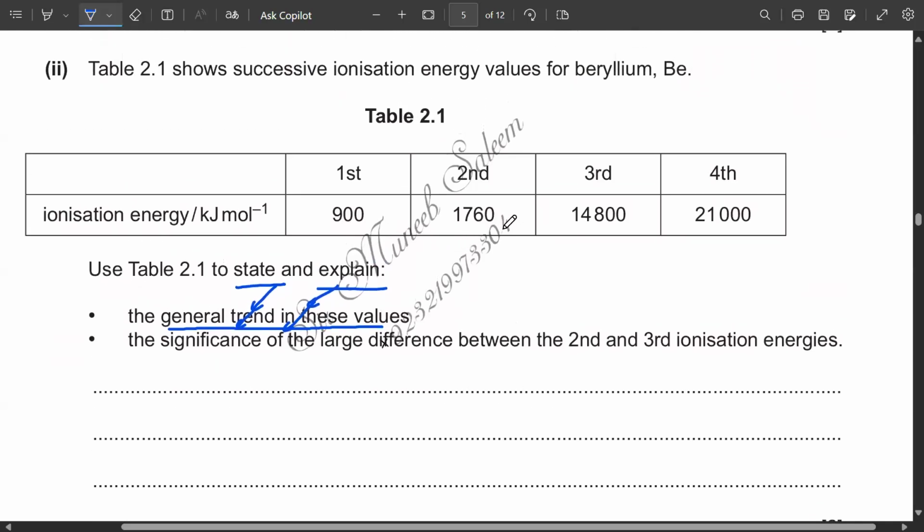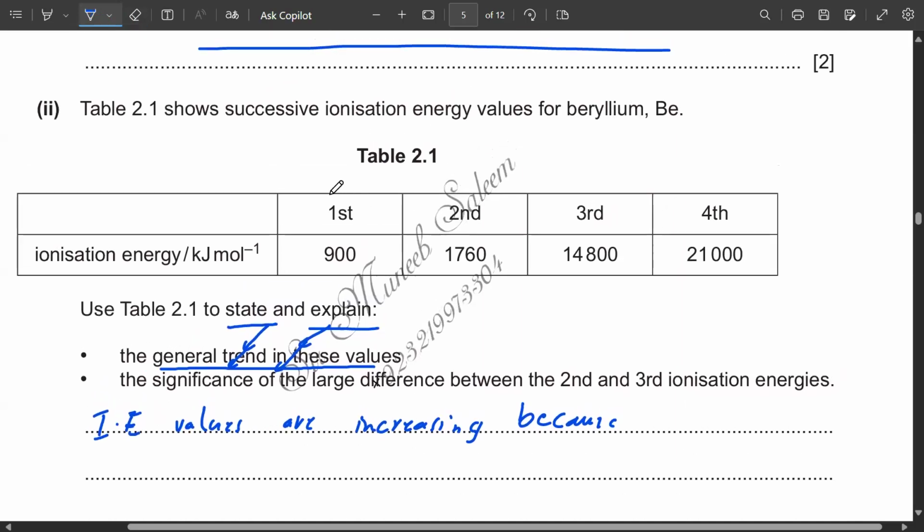Okay, so you can see the trend. The trend is an increasing trend. The ionization energy values are increasing. That is the statement. Then we have to explain why it increases. So you should remember that first ionization means you are removing the first electron, second ionization means you are removing the second electron.